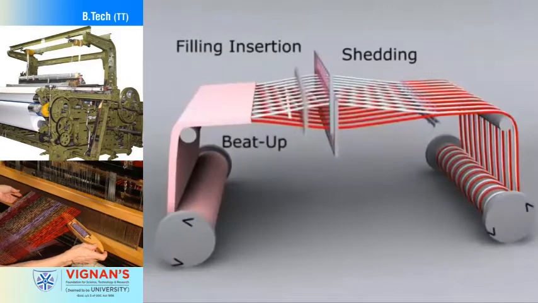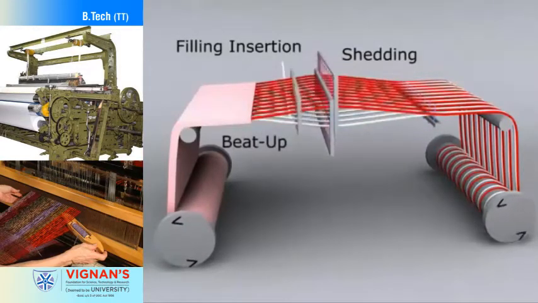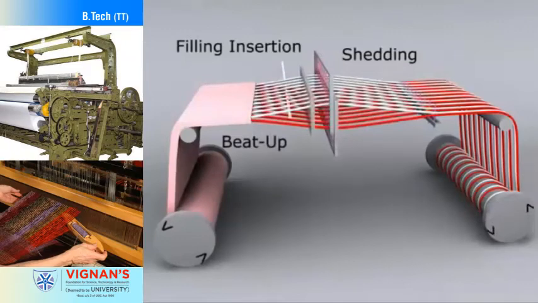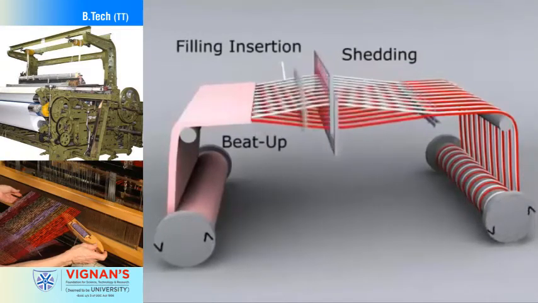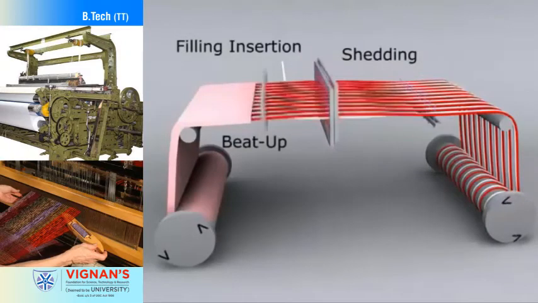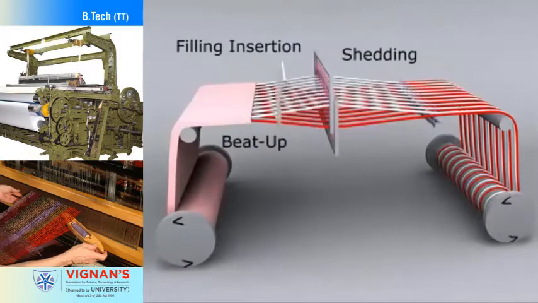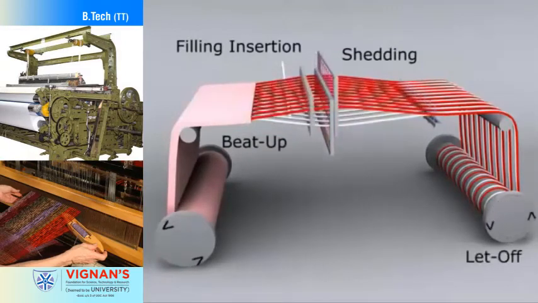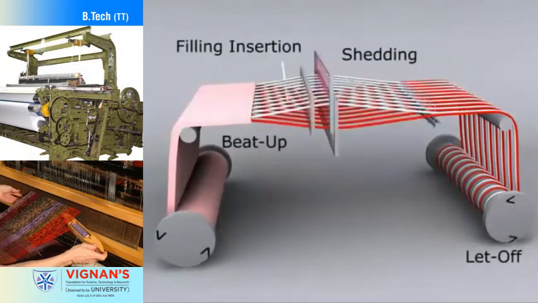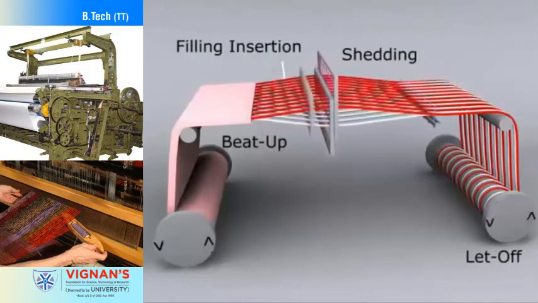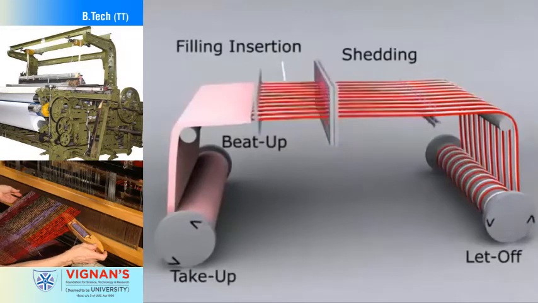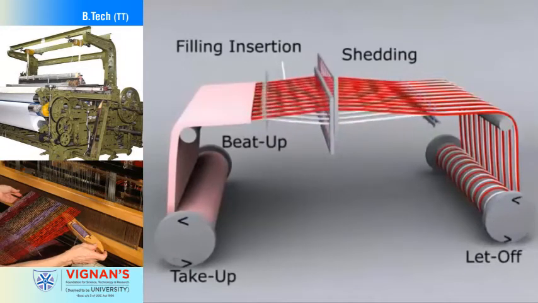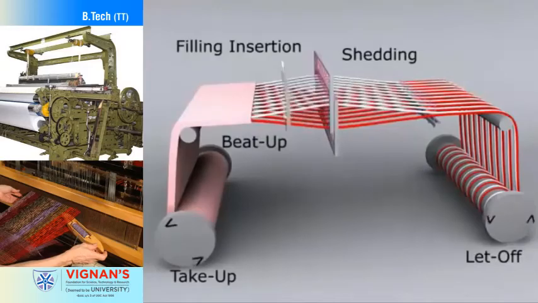Beat up is the third motion that the weaving machine performs. It is done with the aid of a reed as it moves forward, beating the filling yarn into the fabric. As these first three weaving motions take place in a timed sequence, the warp yarns are simultaneously let off or unwound, the fourth motion, as the produced fabric passes to a take-up system, the fifth motion, to form a cloth roll. These motions are required on all weaving machines, whether they are hand looms or automatic looms.